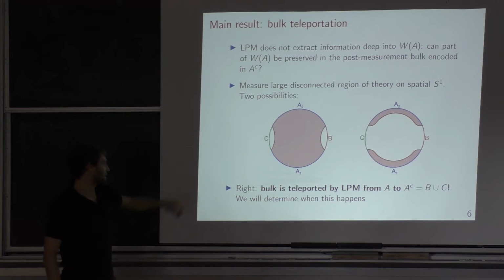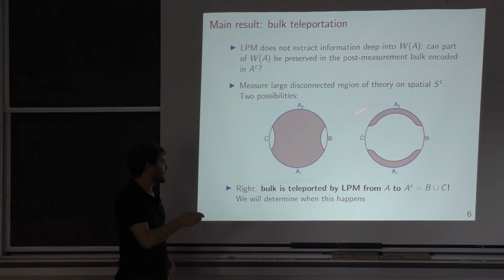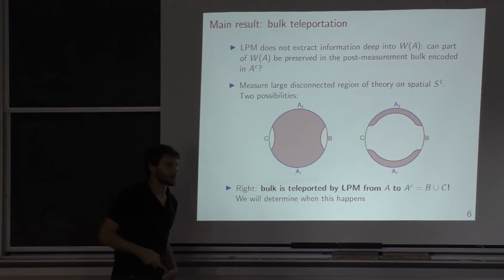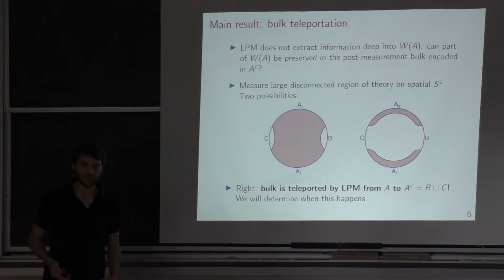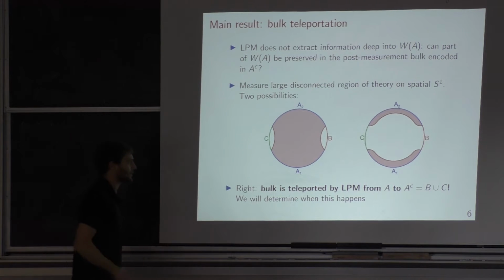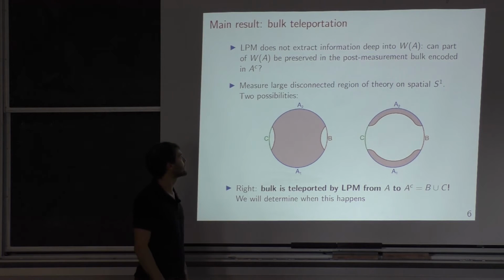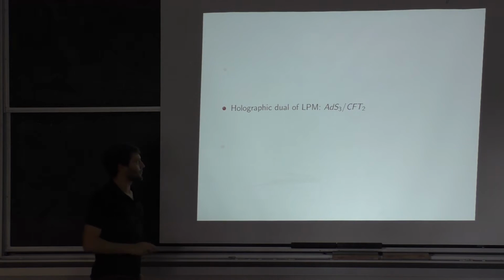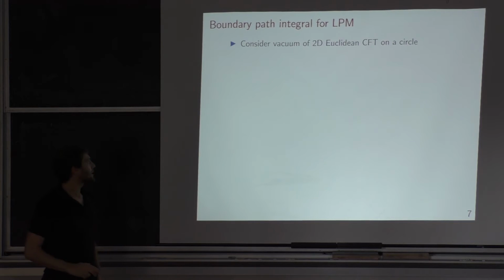OK, so in this situation, this is a nice way to ask this question. So measure a region which is more than half of the CFT. If you keep a connected bulk, then teleportation is happening. And then we'll see in tensor networks how this is really teleportation. So let me go to our specific AdS3/CFT2 setup.